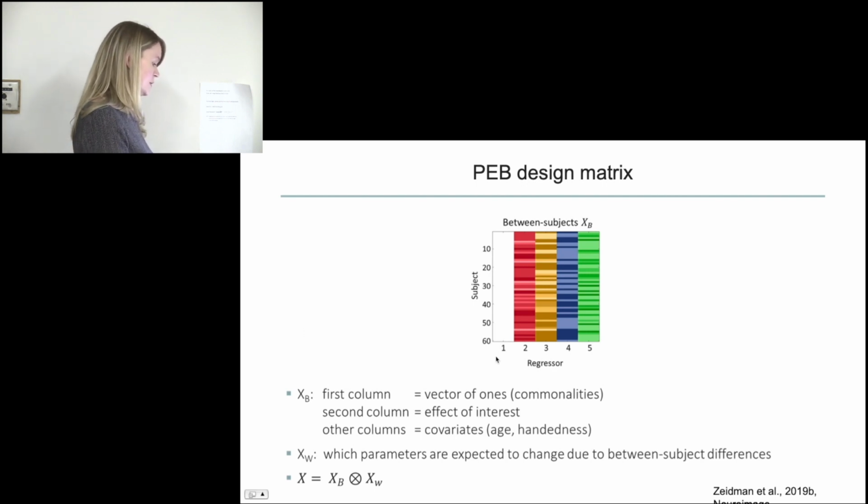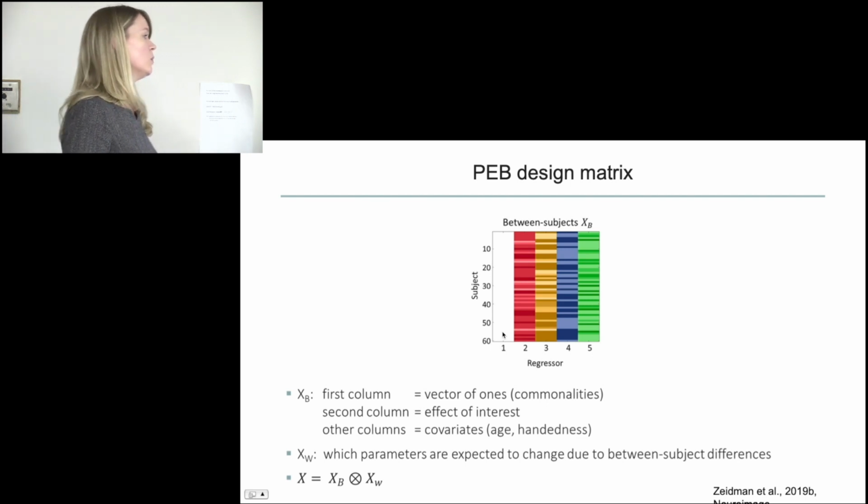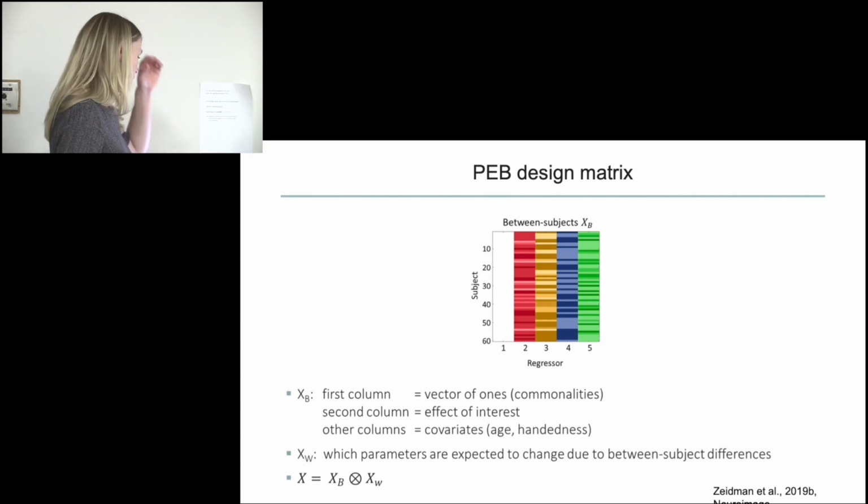So PEB always assumes all the regressors are in a column, and the first column is usually expected to be a vector of ones, and that would give us something like the group average or the group mean, or what you asked about. So what does the typical network look like? Which are the important parameters? This is called the commonalities in DCM. I don't know why it's called commonalities, but it is always referred to as the group mean or the first column.